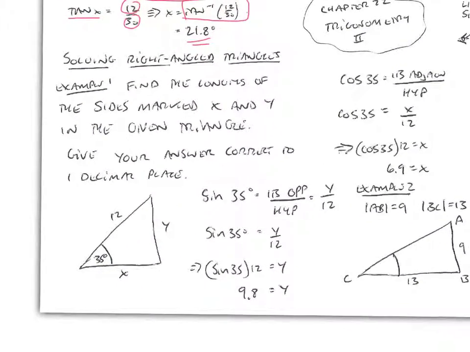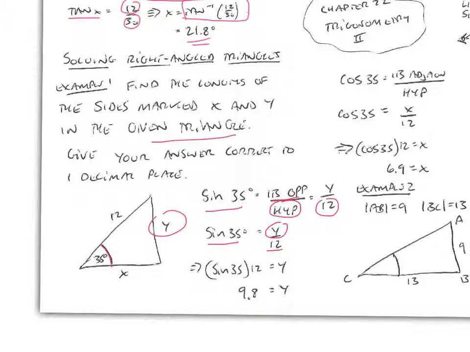Solving right-angled triangles. Find the lengths of the sides marked x and y in the given triangle. Give your answers correct to one decimal place. Okay, so we have a 35-degree angle here, and the sine of 35 degrees is equal to its opposite, which is y, over the hypotenuse, which is 12. So sine of 35 is equal to y over 12.